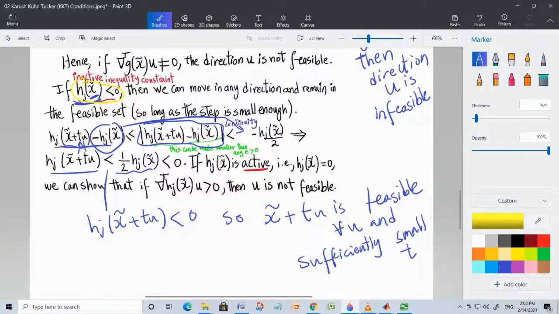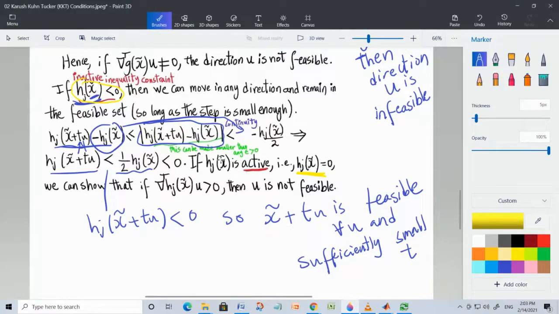And now we learned something, that basically you can move in any direction and you still remain in the feasible set. Of course, this will not happen if h_j of x tilde is 0, because if you are exactly at the boundary, then definitely there will be directions that if you move in, you will leave the feasible set.